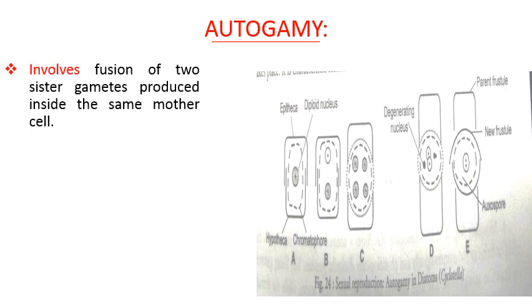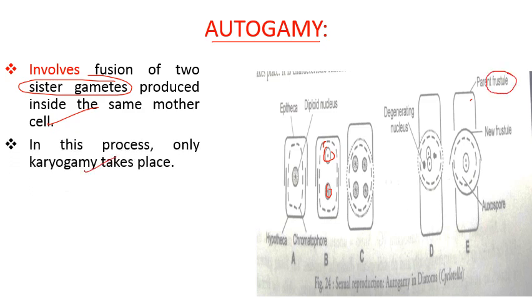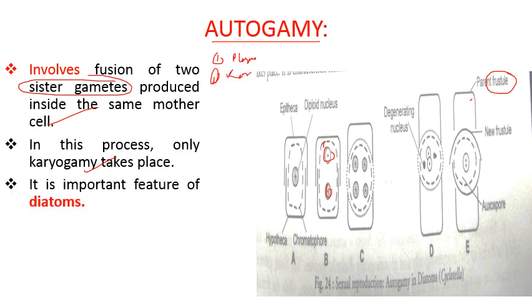Firstly comes autogamy. Auto means self, gamy means marriage. It involves fusion of 2 sister gametes produced inside the same mother cell. So 2 gametes are formed inside one cell and they both fuse. This process is known as autogamy, and it is found in diatoms. The cell of a diatom is called a frustule. In this process only karyogamy takes place, that is, fusion of nuclei, and there is no fusion of cytoplasm, that is plasmogamy. Sexual reproduction involves 2 steps: first plasmogamy, followed by karyogamy, that is fusion of nuclei. So this is an important feature of diatoms.